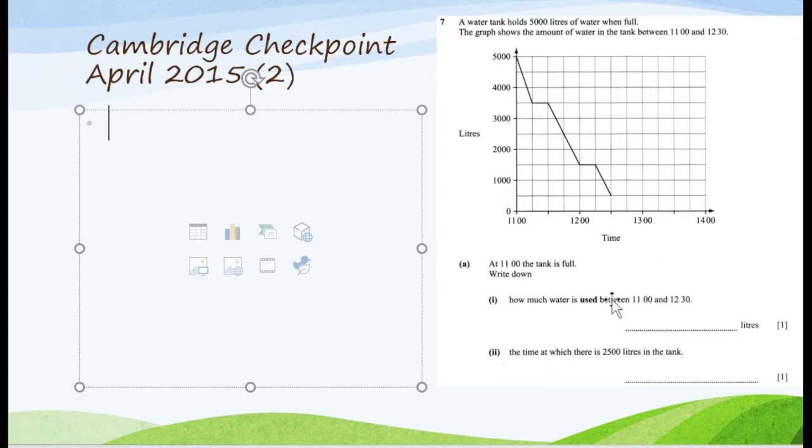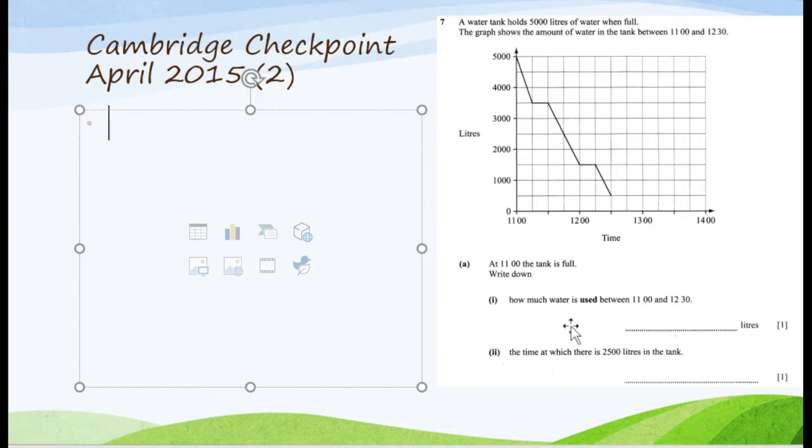And if you still need time to understand the meaning of the graph, you can stop the video. And at 11, the tank is full. So the max amount that can be held by a water tank is 5,000 liters. At 11, the tank is full, right? Write down how much water is used between 11 and 12:30. If you want to try to solve it by yourself, stop the video first.